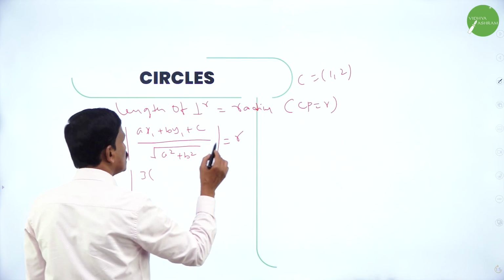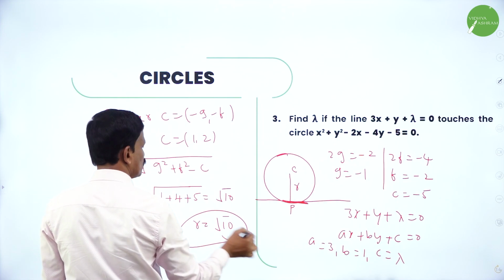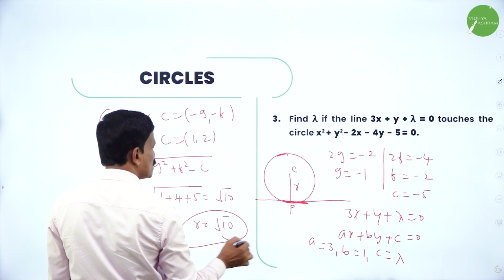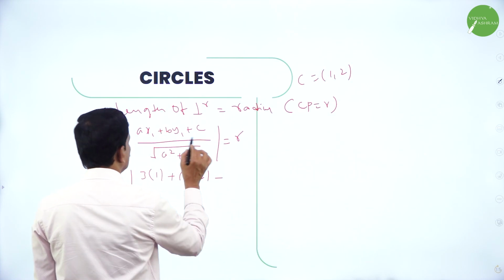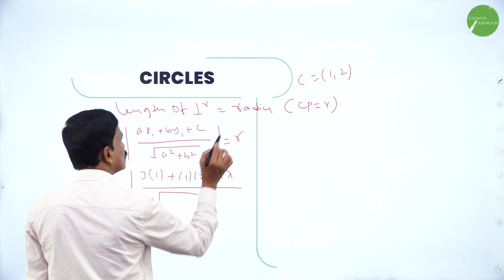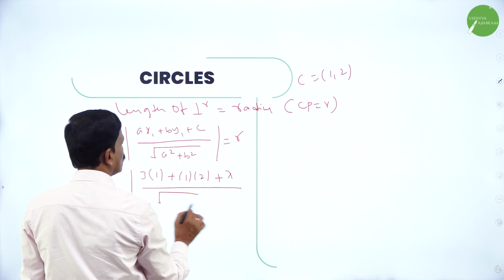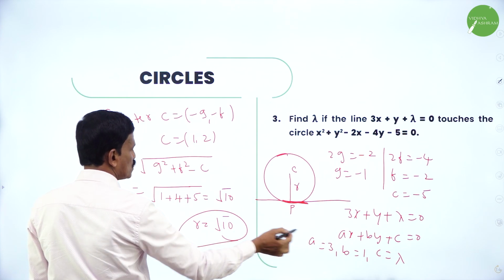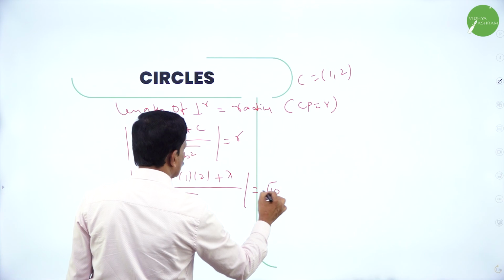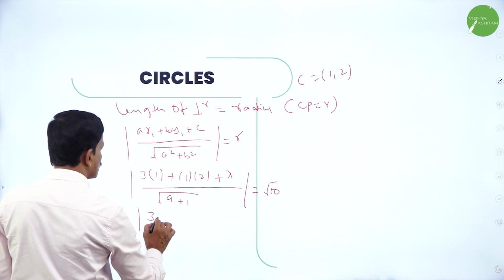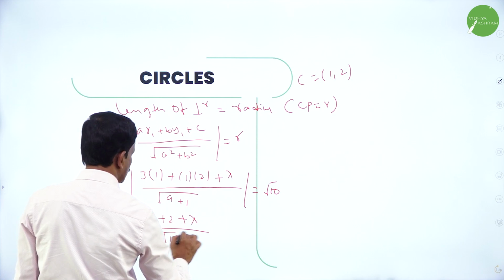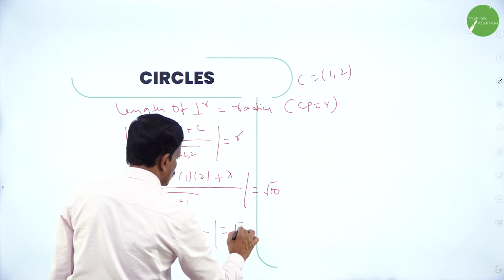A is 3, x1 is 1, plus b. B is 1 into y1 is 2, and c. What is c? It is lambda, plus lambda, divided by root of a square, that is 3 square, and b is 1. 3 square is 9 plus 1, is equal to root 10. So, 3 ones are 3 plus 2 plus lambda divided by root 10 is equal to root 10.